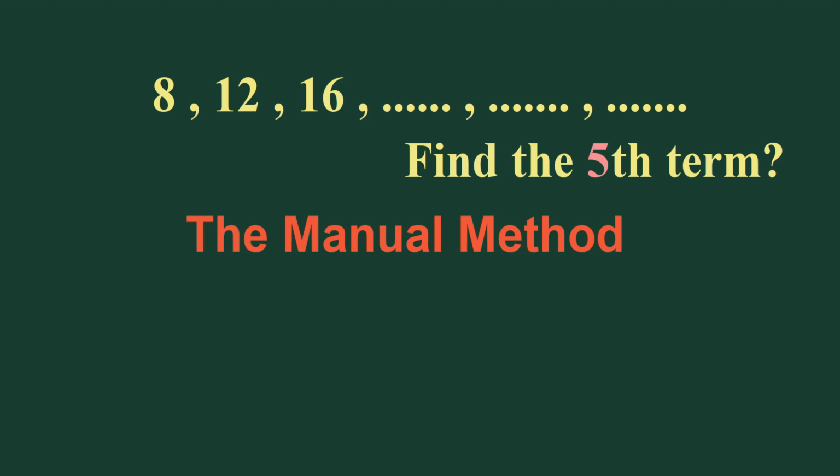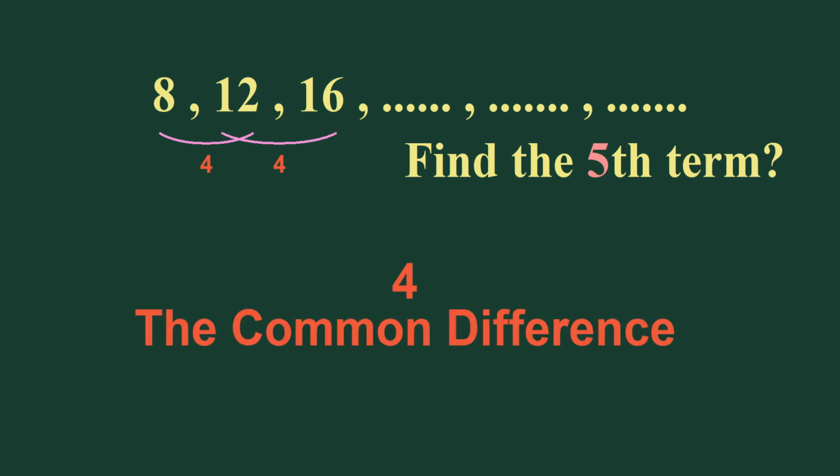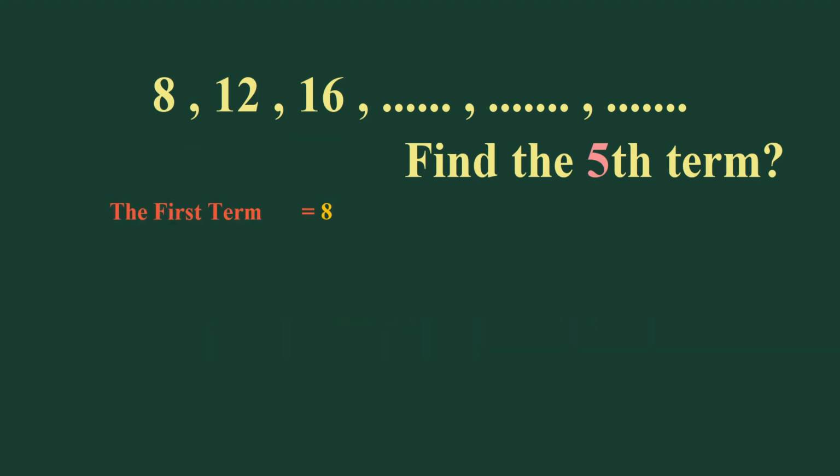Look at the problem. Since each term increases by 4 from the previous one, this 4 is called the common difference. The first term in the arithmetic sequence is equal to 8, and we can get the second term by adding 4 to the first term. So the second term is equal to 8 plus 4, which equals 12.